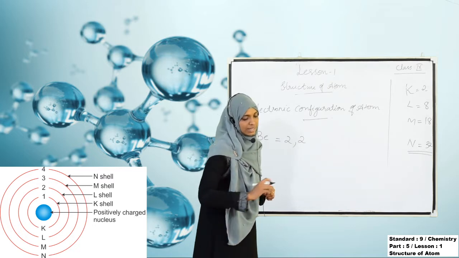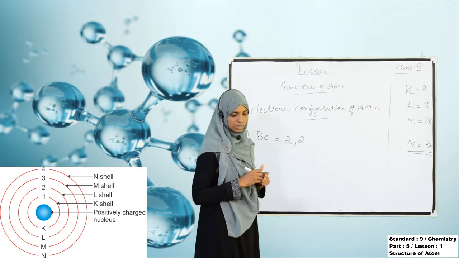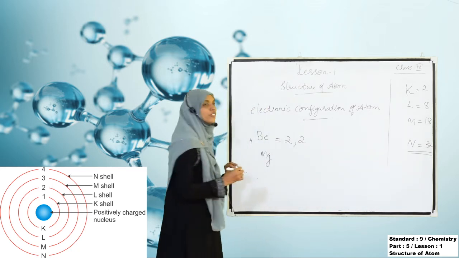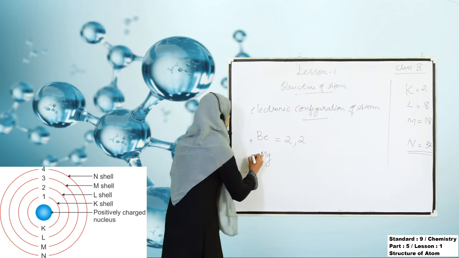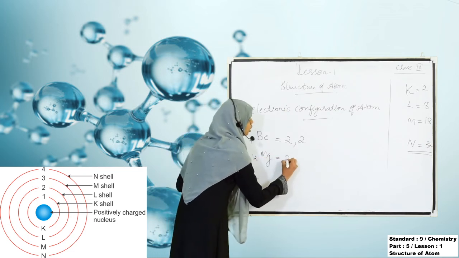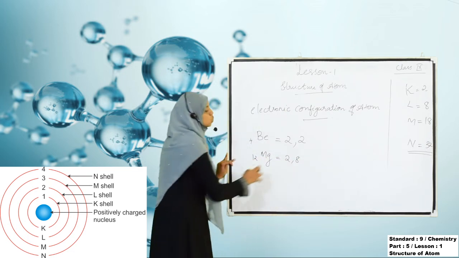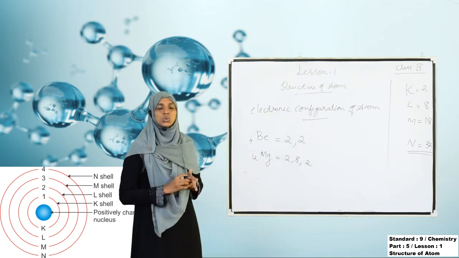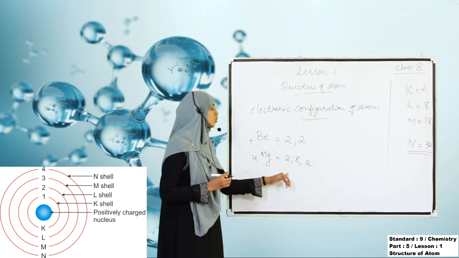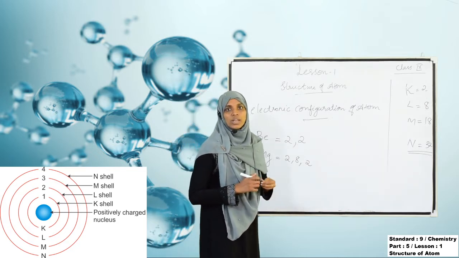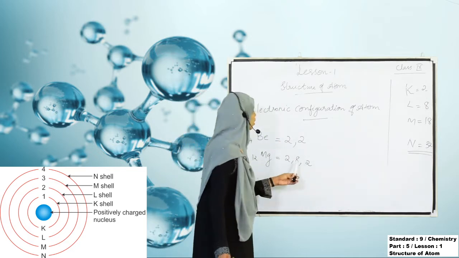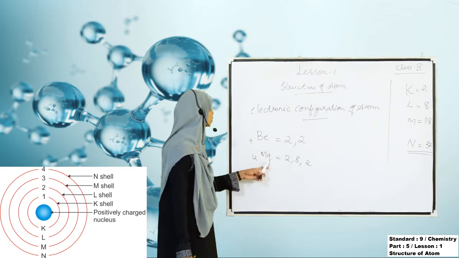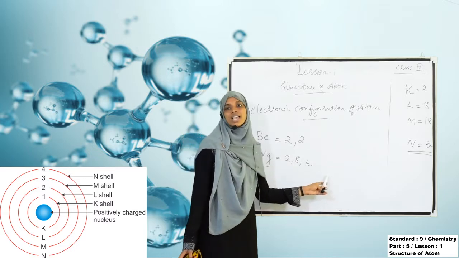Then we can check another example, magnesium. The atomic number of magnesium is 12. Then we can write 2, 8. 8 plus 2 is 10. Then the remaining electrons are 2. So we write the electronic configuration of magnesium as 2, 8, 2. In the second shell, the maximum number of electrons we can have is 8. So in this way we can write the electronic configuration of magnesium as 2, 8, 2.